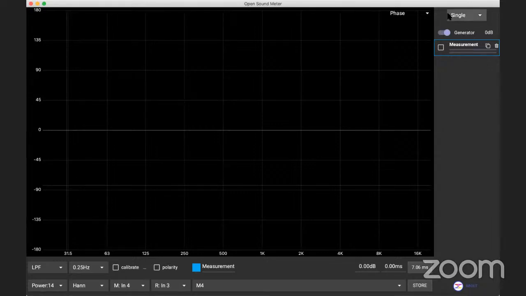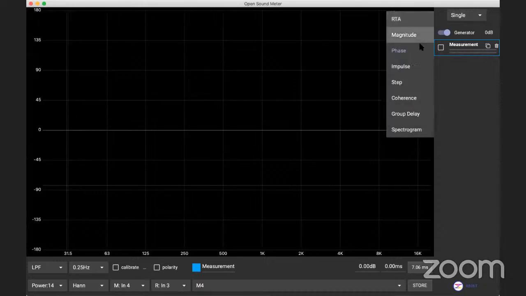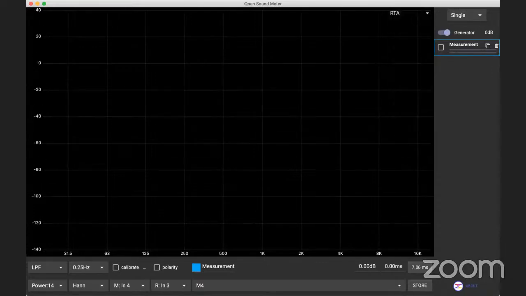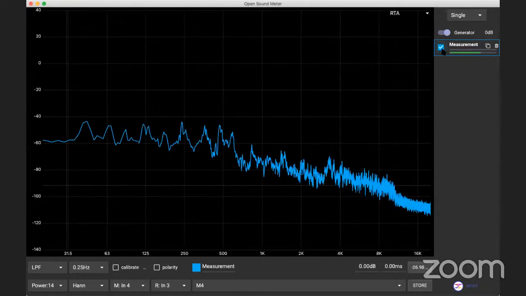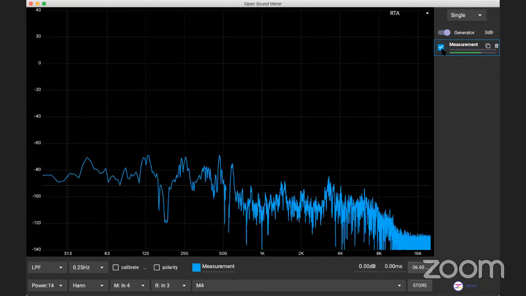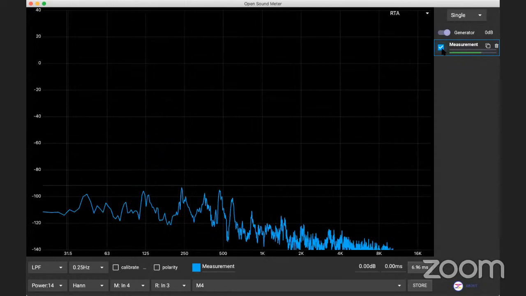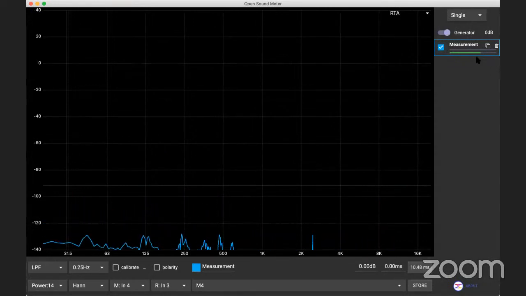So if I change this to an RTA, you should be able to see input coming in on aux number 3 and aux number 4. Aux number 3 is getting input, but why isn't it showing here? Because the measurement is off. There you can see, that's the pink noise coming on aux number 3. I'm just going to increase the gain slightly.